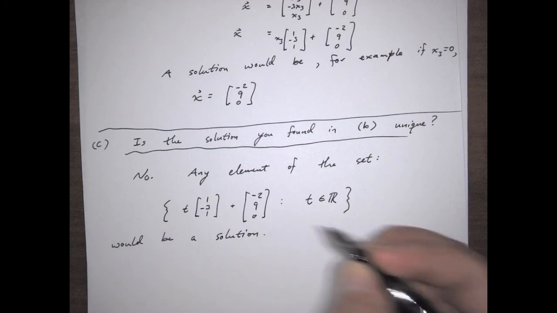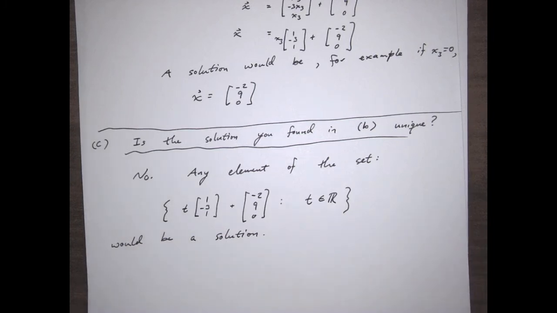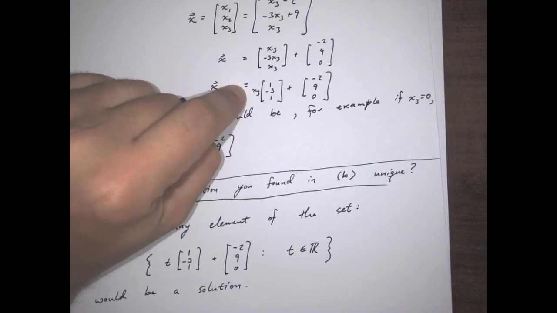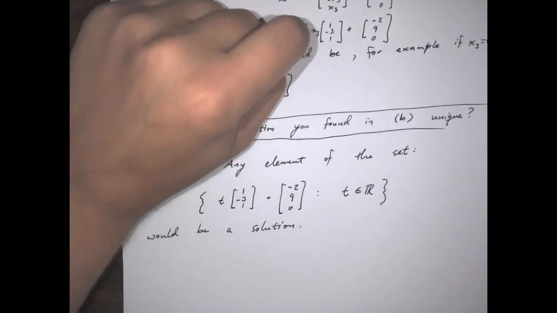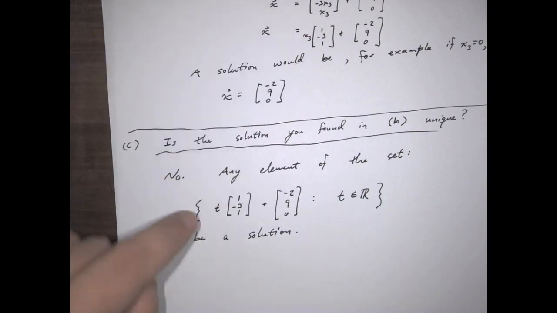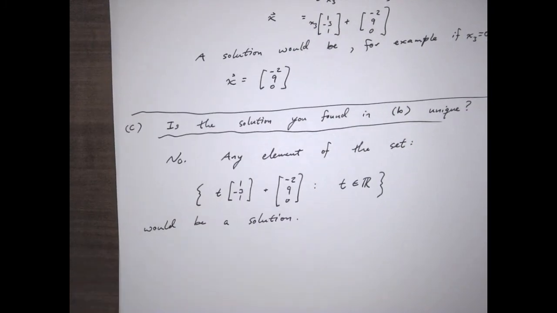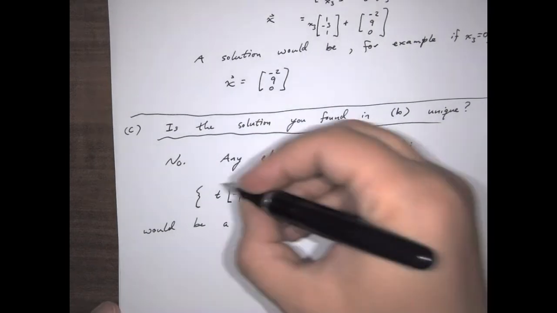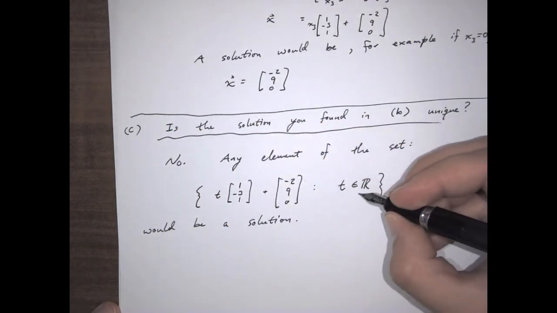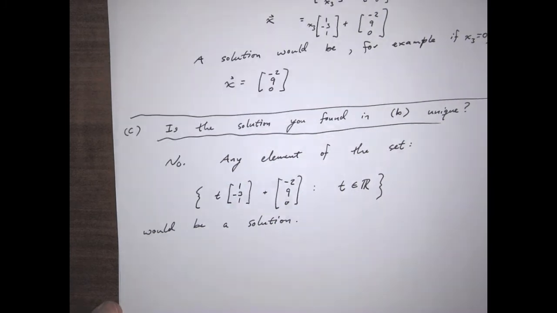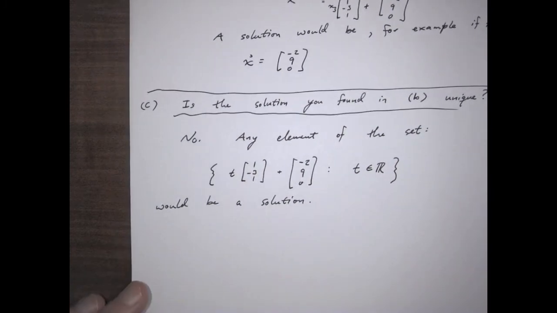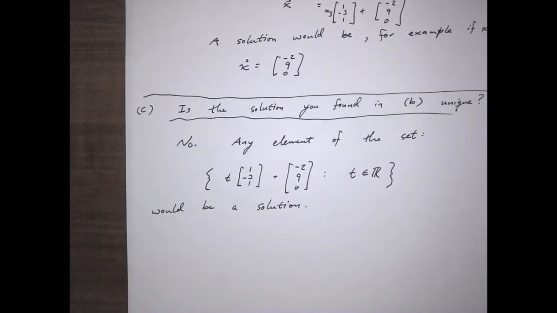So any element of this set would be a solution. So this is a way you can handle it when you get an infinite family of solutions. You replace the parameter, which we wrote above, with the free variable. You replace that with just a generic parameter name like t or s, and then you just give the formula for it and make the stipulation that you have to make about the t. So any element of this set would be a solution to that same equation.